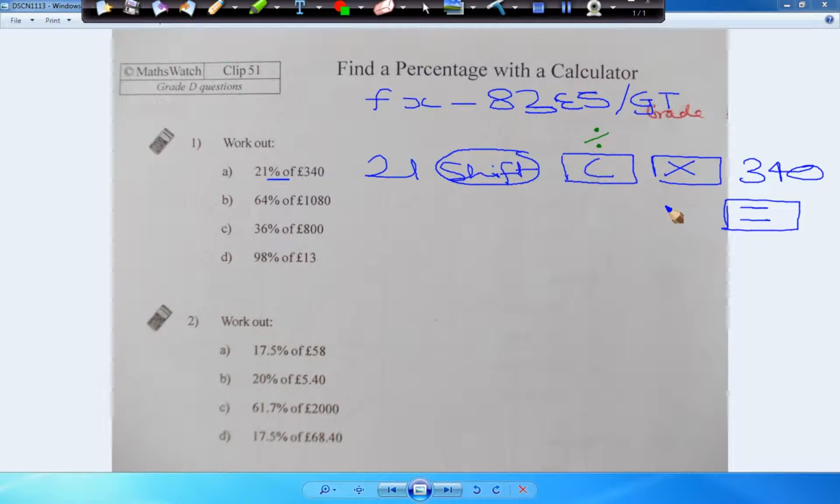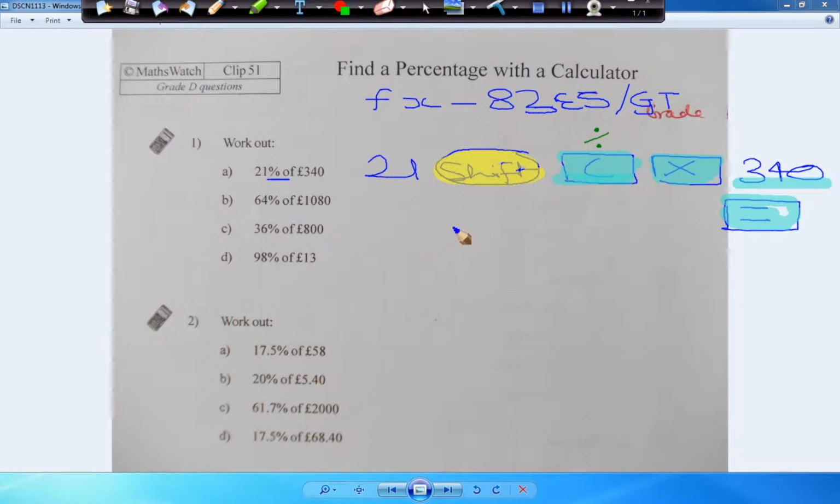So these are the series of buttons we press. The shift button is just to get the second function, and then we press the bracket button, then times, then we type out the actual value 340, and last but not least we type in the equal sign. Now, what answer do you get on your calculators first of all? Go on. 21.4. Okay, what was your first answer?